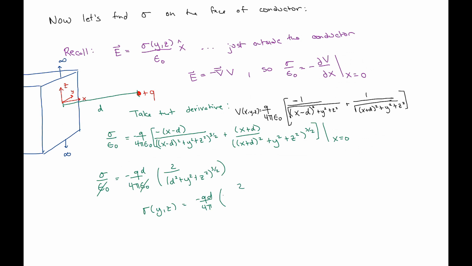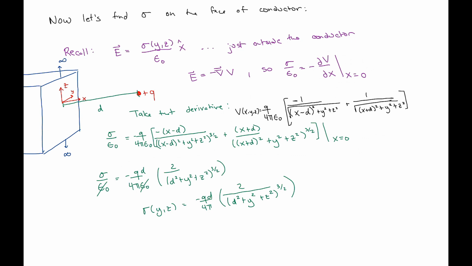And if I was being really careful, I would make sure that the units work out. I think so, because if I look down here, I get units of distance to the third, and then over here I've got a distance up top, so I end up getting charge over distance squared. So that seems good. I think I did everything right.